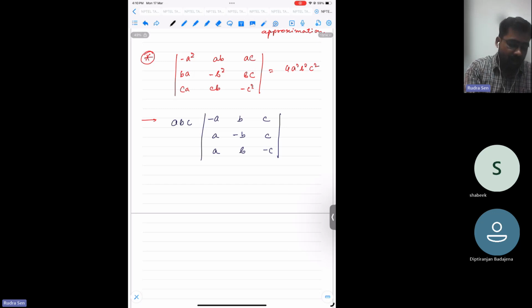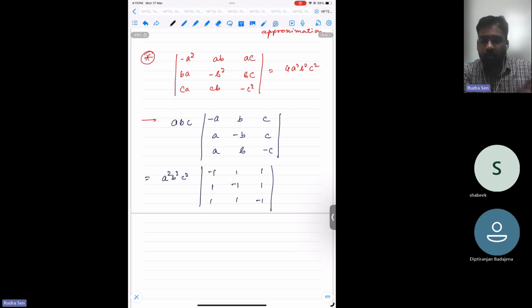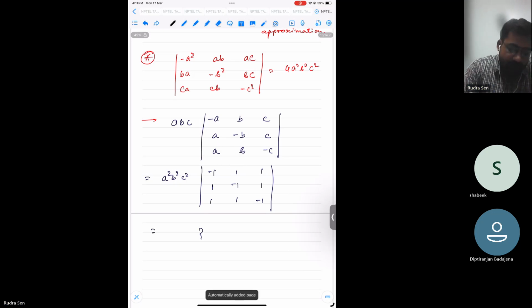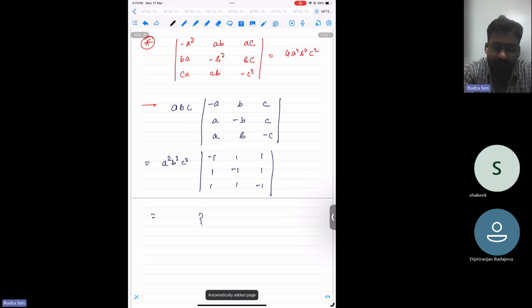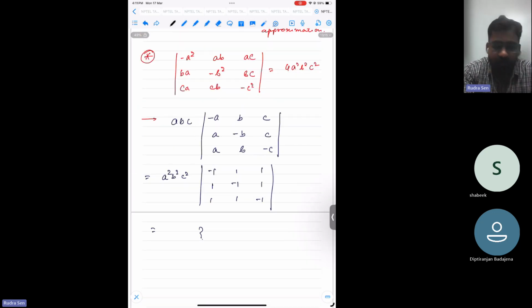row 3. Now if I take common A from column 1, B from column 2, C from column 3, we'll get A square, B square, C square, something like minus 1, 1, 1, 1 minus 1, 1, and 1, 1 minus 1. Now do the column operation or row operation, you will get this 4 A square, B square, C square. I think the rest you can do that. Okay. So this is something like determinant.